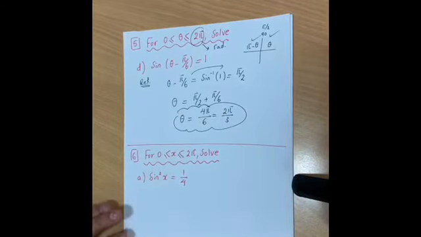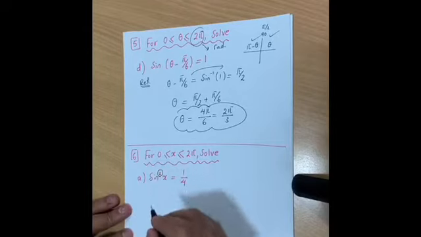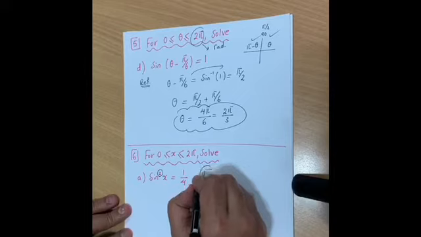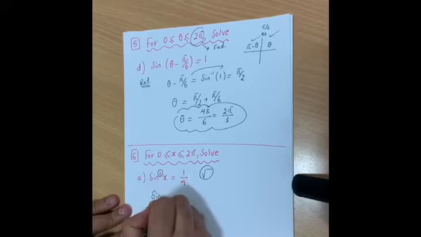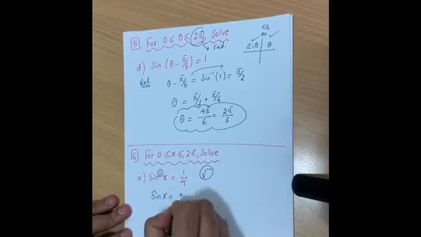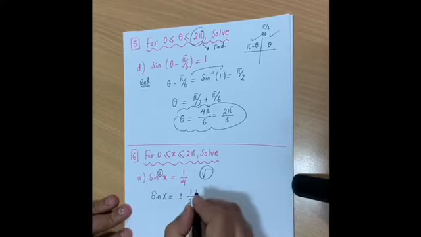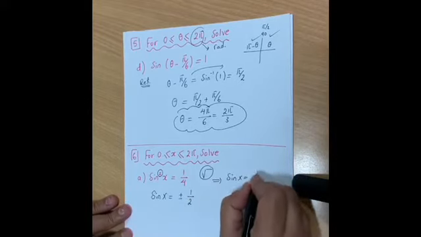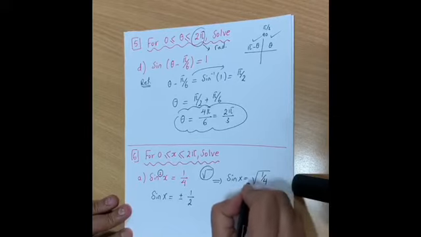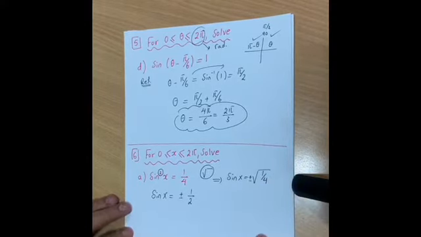Question number 6. Again, you have to solve in radian, but now you have a power of 2 here. So you have to take the square root first. And remember, whenever you take the square root, you have to give two values, positive and negative. Sine x is equal to positive and negative half. Why? Because sine x equals positive and negative root of quarter, and root of quarter is half.